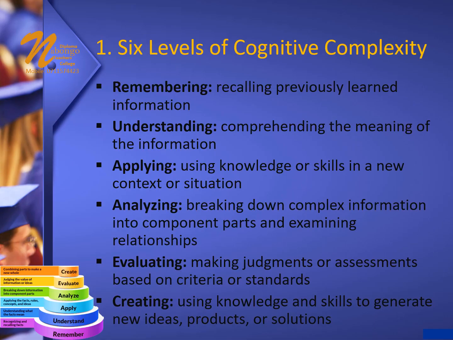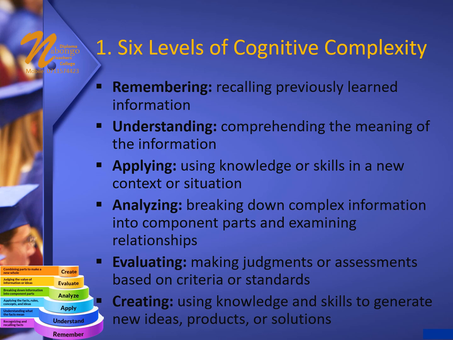The 6 levels of cognitive complexity are as follows. Number 1. Remembering. This level involves recalling previously learned information, such as facts, dates, or concepts. Number 2. Understanding. This level involves comprehending the meaning of the information being learned, such as interpreting a text or summarizing a lecture.